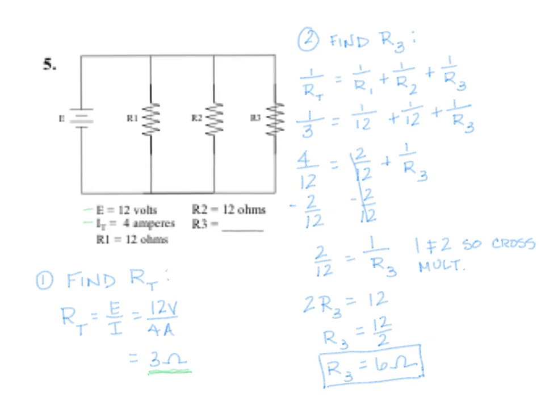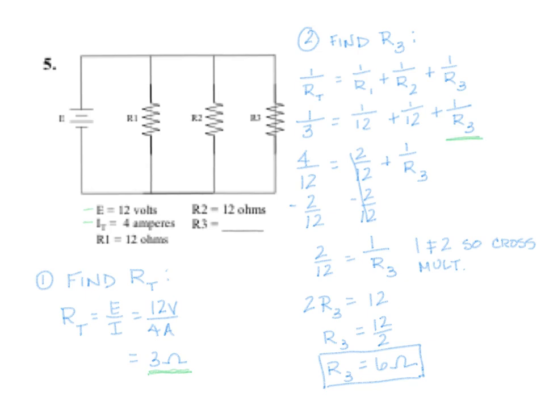So now I go to step 2, which is to find R3. I'm going to use the inverse rule. So 1 over R total is equal to 1 over R1 plus 1 over R2 plus 1 over R3. Now I'm going to plug in what I know. I know R total is 3, so I have 1/3 equals. I know R1 is 12, and I know R2 is 12. I don't know R3, so I'm going to leave R3 as the variable.